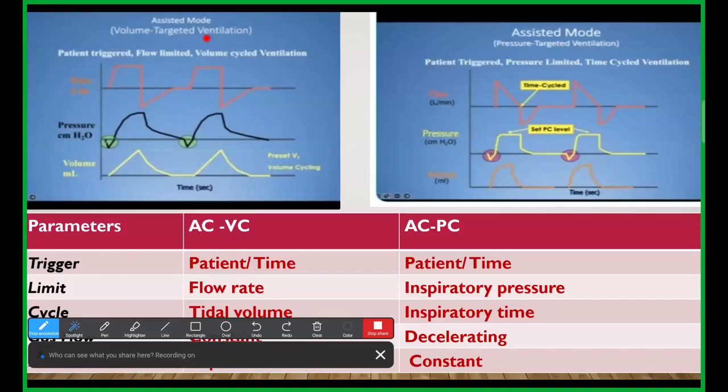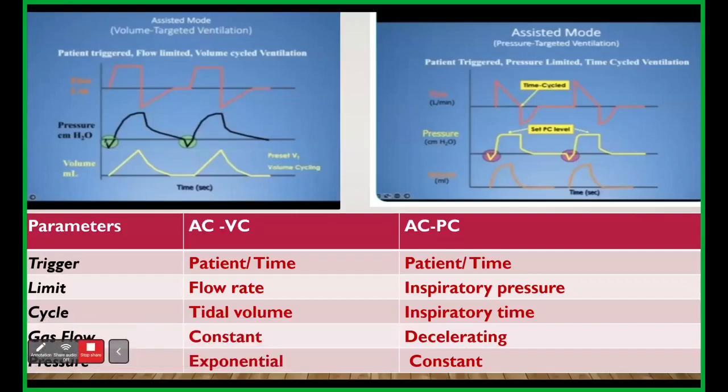Now coming to the parameters, the trigger can be patient or time triggered. The limit can be flow or inspiratory pressure depending upon your volume or pressure control. Cycle: volume cycle in case of volume control, inspiratory time cycle in case of your pressure control. Then gas flow, it is very important. It is constant in volume control ventilation, but it is decelerating in pressure control ventilation. Next, it is your pressure curves. It is exponential in case of volume control ventilation. It is going to be constant in case of pressure control ventilation.